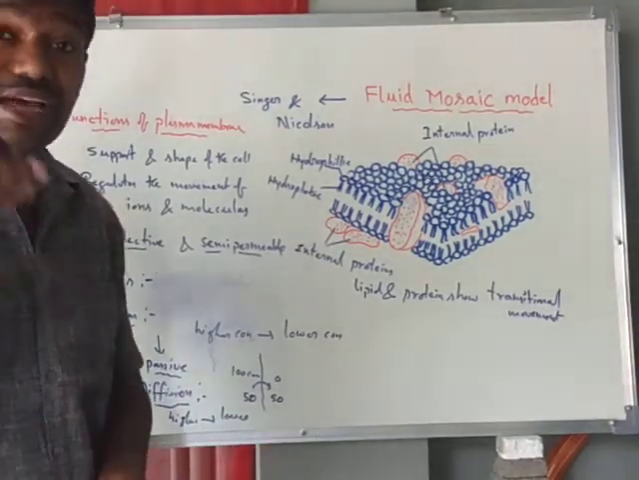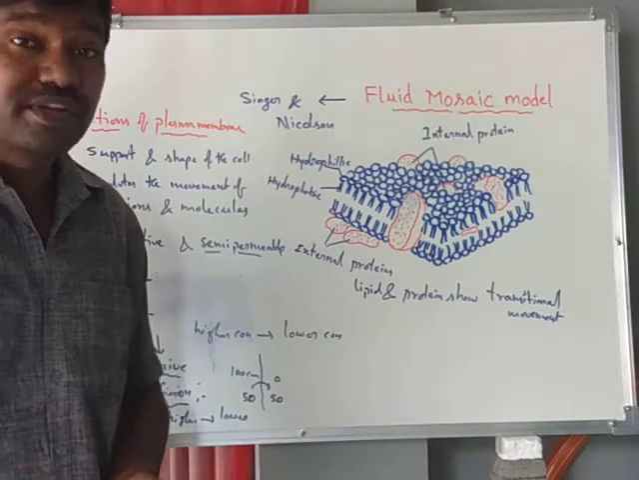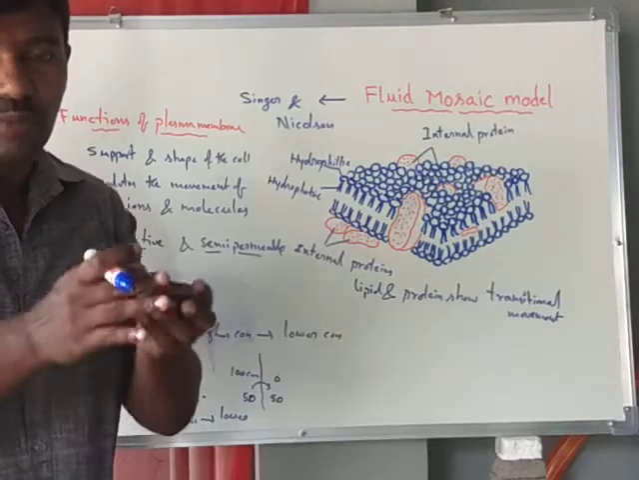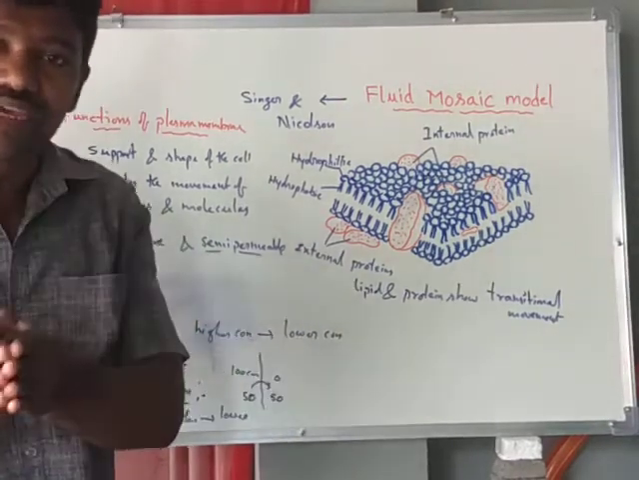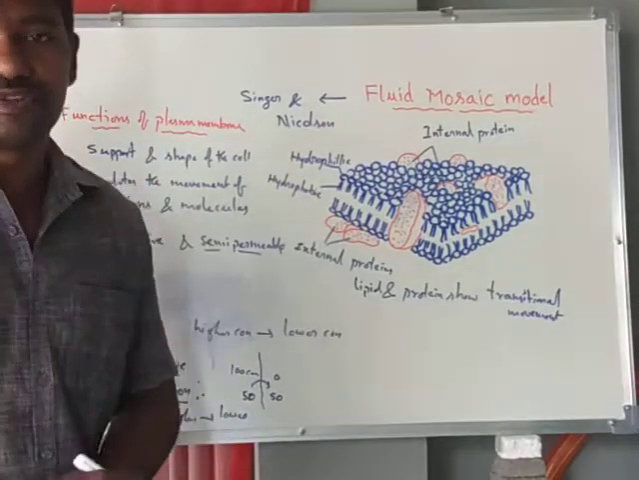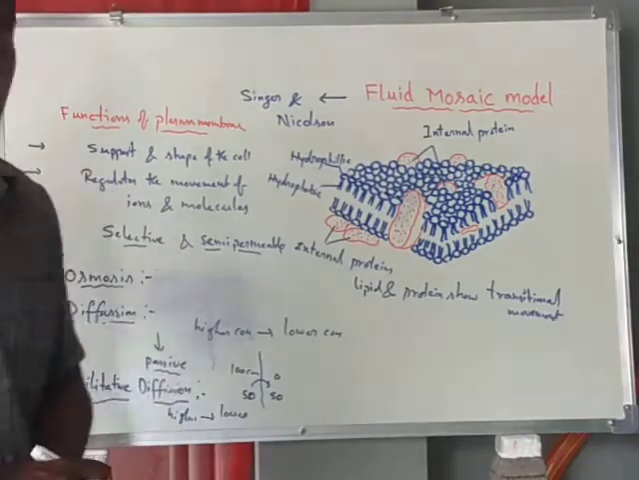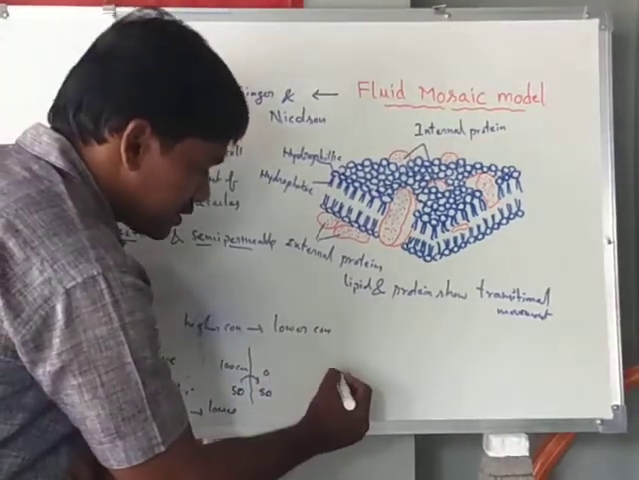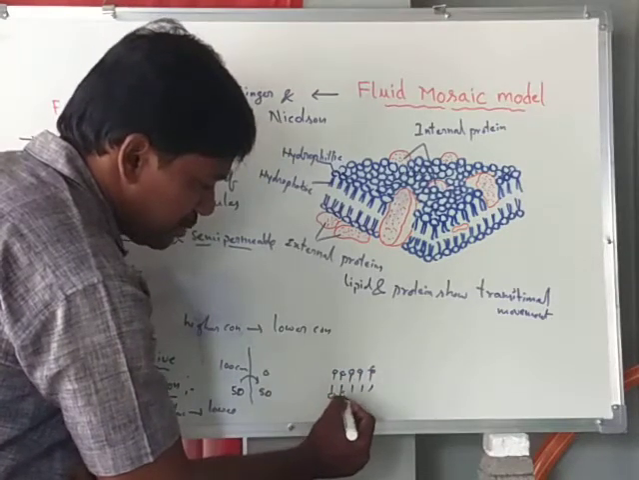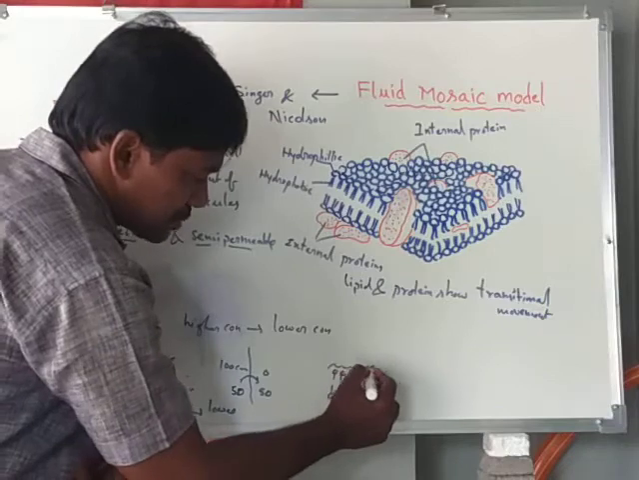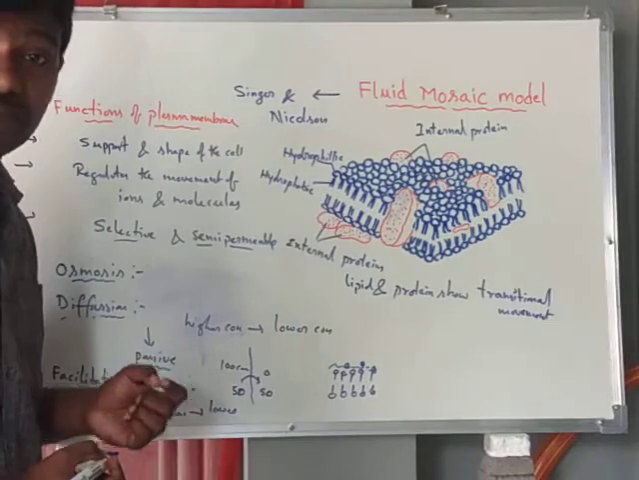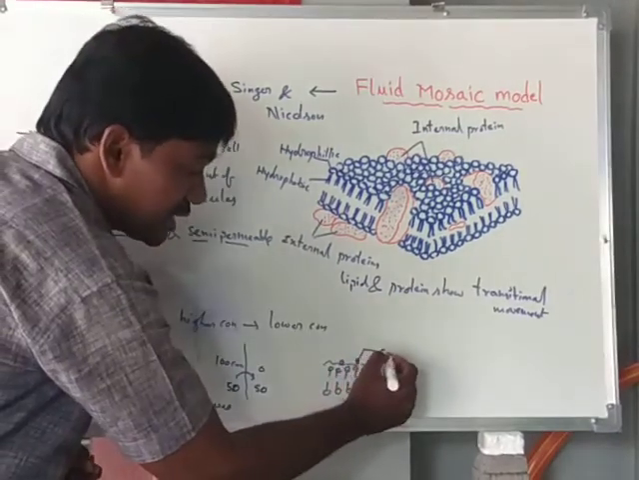but with the help of some protein substances that act as carriers. The transport of molecules from higher to lower concentration with the help of protein carriers. For example, this is the plasma membrane. In the plasma membrane there are some carrier proteins. So these are the carrier proteins.